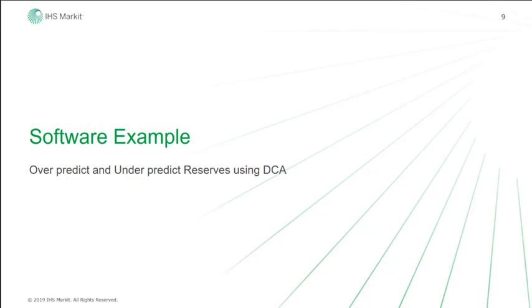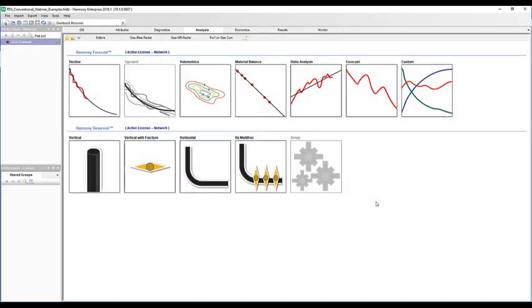It's an example where we'll be using decline curve analysis to show us where we have over-predicted reserves and under-predicted reserves. So I've jumped into the software for our first example. In this example, we'll take a look at us over-predicting reserves using decline curve analysis. So I'll start off by creating a decline curve. It's a gas well, so I'll do a simple gas rate versus cum gas decline.